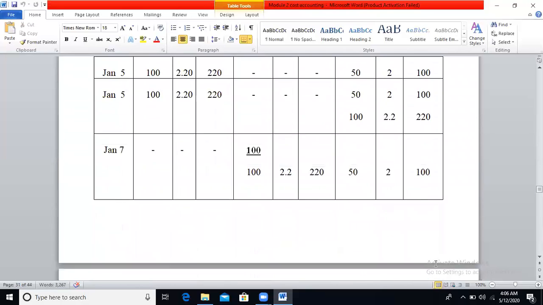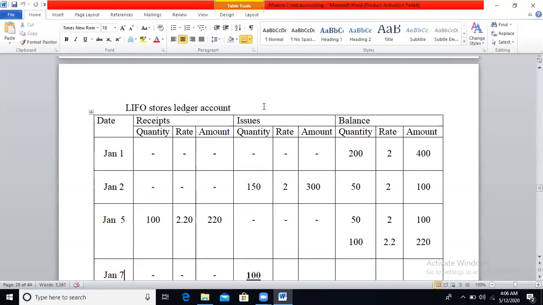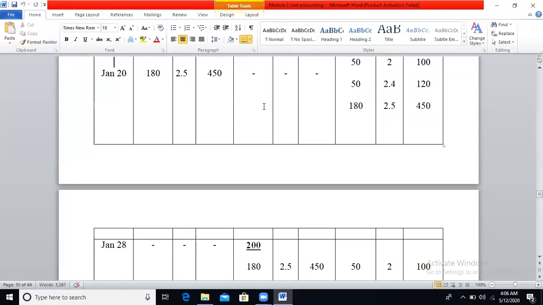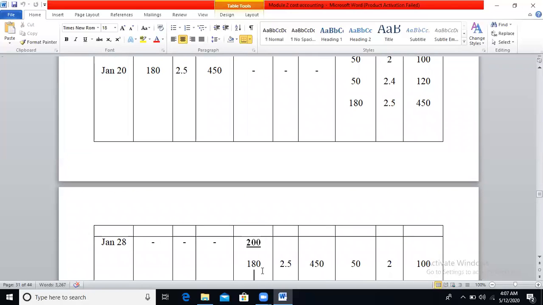Then the next transaction is January 28th. We are making an issue of 200 pieces. So the date will be January 28th. Now see the balance. At the end, we have to issue 200 units. For the last purchase, we have 180 units. First, we will issue the units under the latest purchase, that is 180 units at the rate of 2.5. 180 into 2.5, you will get 450.